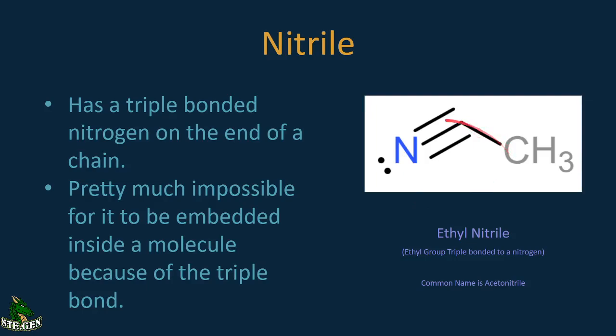So this would be 2 carbons, that's ethyl, and then it's got a nitrile group attached to it, so it's ethyl nitrile. The common name for this one is acetonitrile. So if you've ever heard of that term, this is the structure of that molecule.